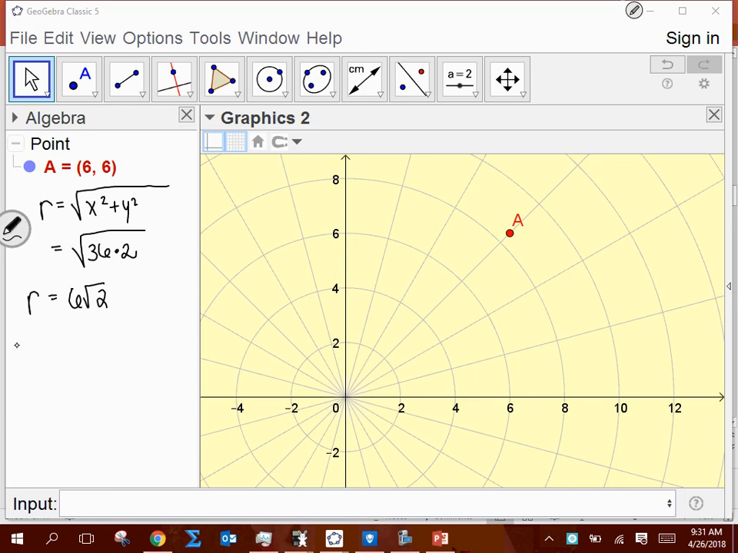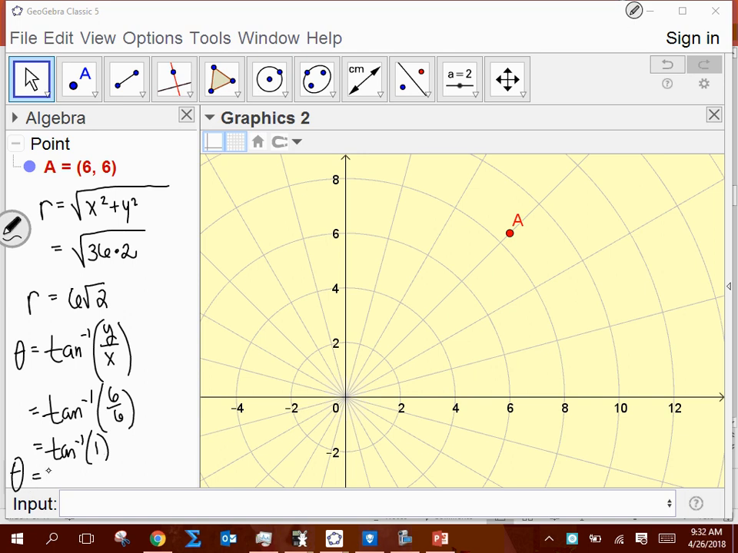Okay. Now theta, remember theta is tangent inverse. It's always opposite over adjacent, right? And your opposite is always the y value. Y is always going to be your opposite of theta. So it's always y over x. So now we go tangent inverse of 6 over 6, which is the same thing as tangent inverse of 1. Okay? What theta will give you a tangent inverse of 1? Pi over 4.